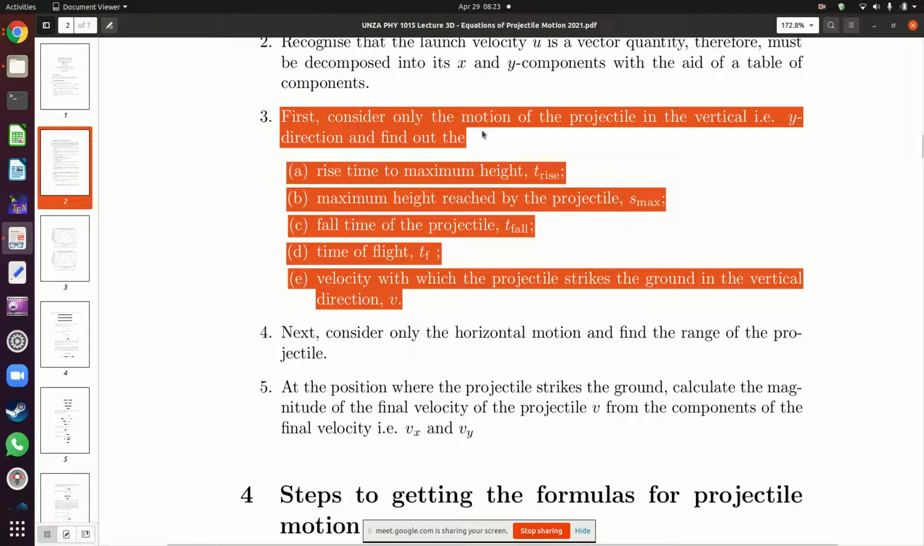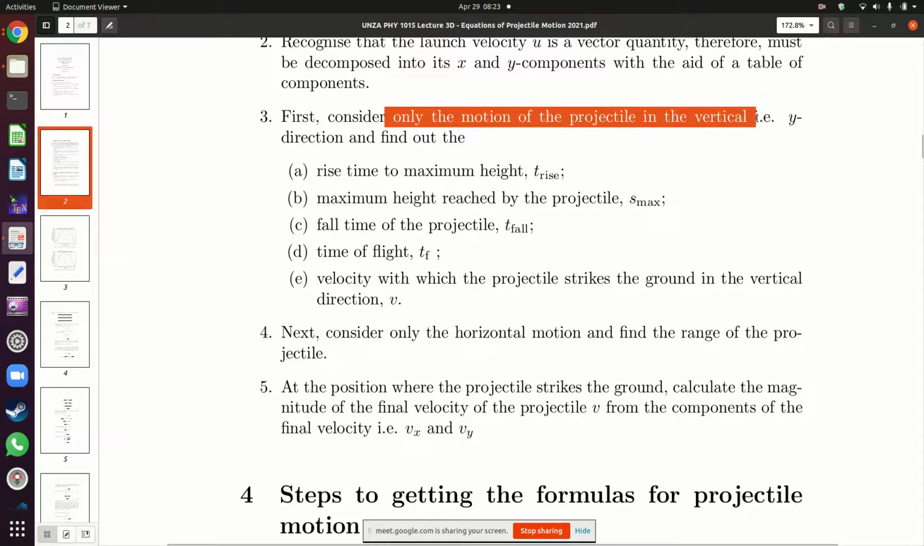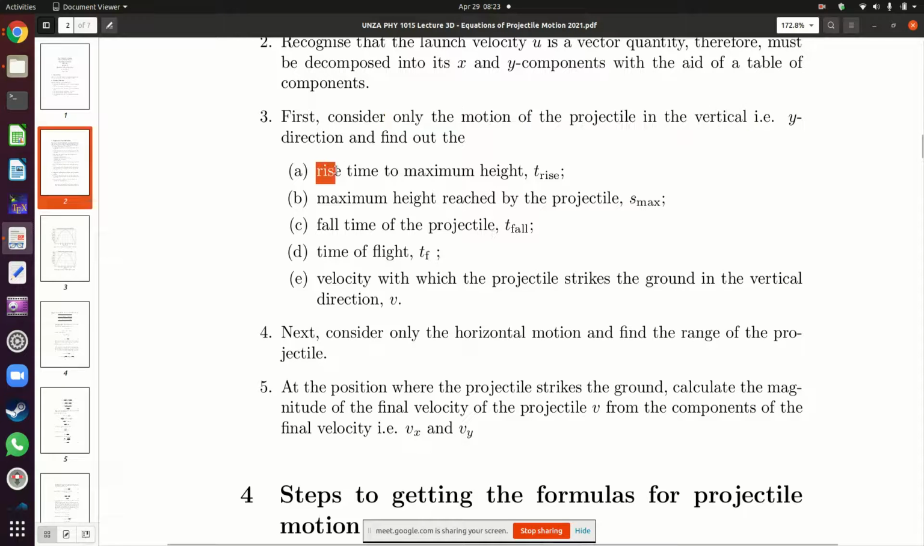So our next step is step 3. We only look at the motion of the projectile in the y direction. We forget a bit about what's happening in the x direction because there is really no change in the x direction. As we look at what's happening in the vertical, our interest is to find the time it takes the projectile to reach maximum height, which is the rise time.